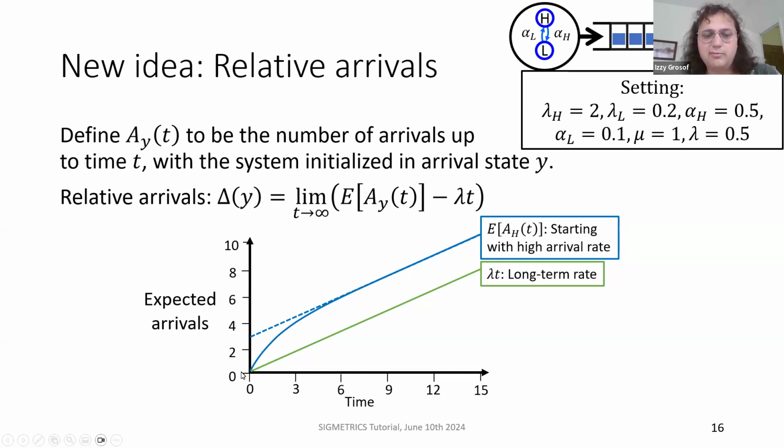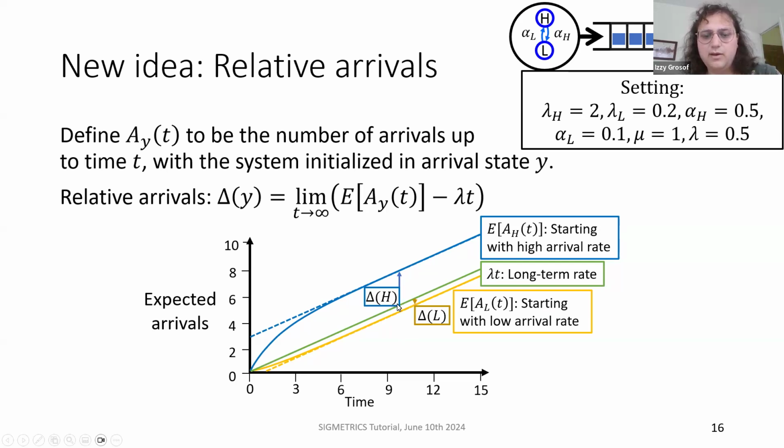But because of starting in this particular state, we've got some transient impact from our initial state, which leaves us with this additive difference in number of jobs. Similarly, if we start in the low arrival state, we'll be below that curve and we'll have a negative additive difference. We call the difference here delta. So delta H is the difference between the long-term rate and expectation A_H of t, and delta L is the difference down to expectation A_L of t. So that's relative arrivals. All right.